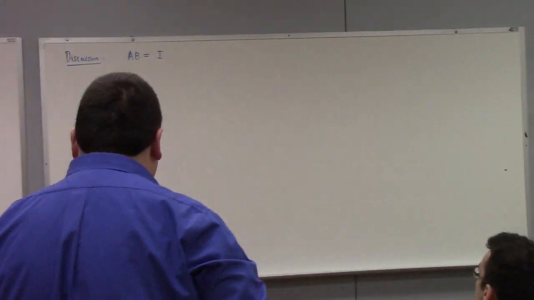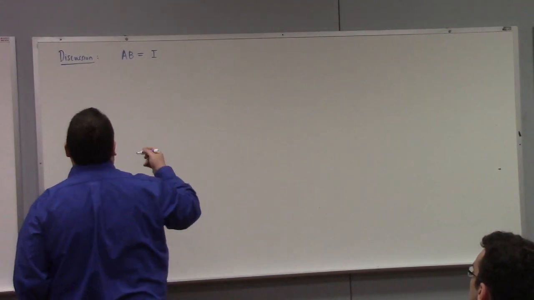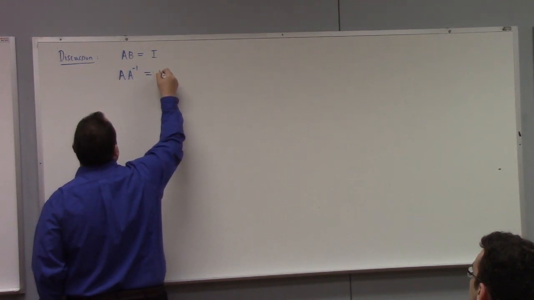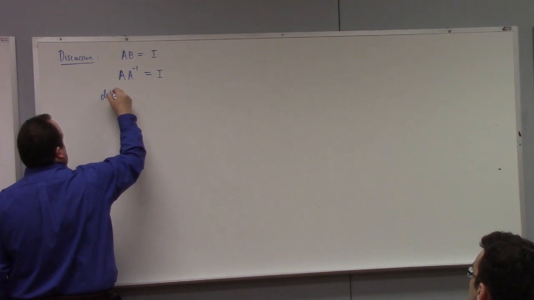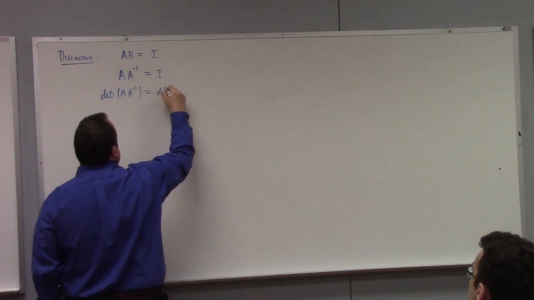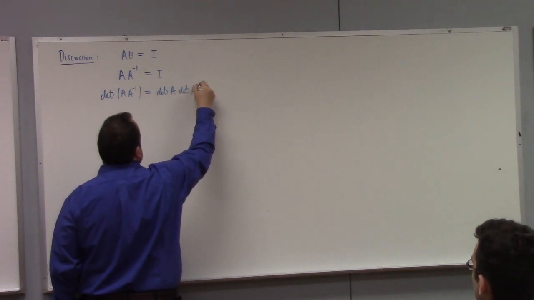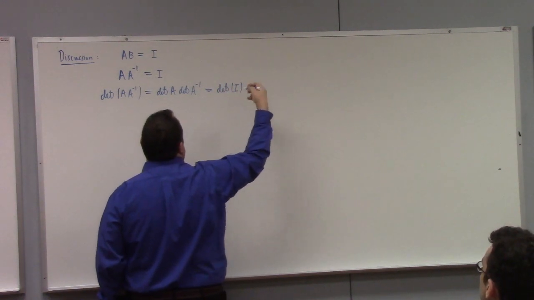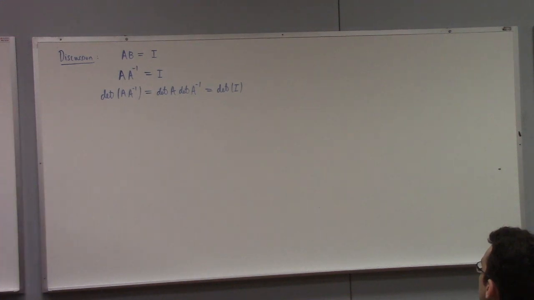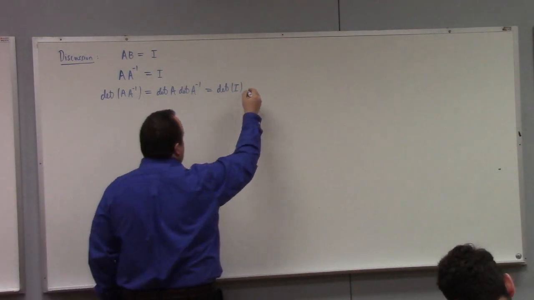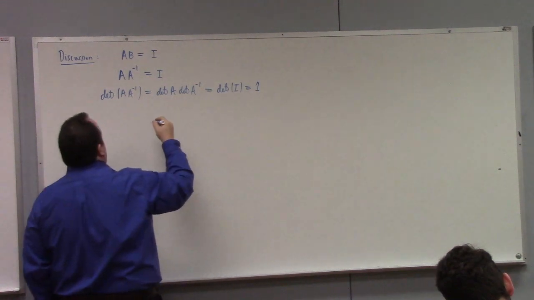So let me just say A times A inverse for the sake of specificity here. Take the determinant of this. What do we get? The determinant of AA inverse is equal to the determinant of A times the determinant of A inverse, which is the determinant of the identity matrix. But well, the identity matrix is a diagonal matrix where all of the diagonal entries are 1. So what's the product of 1 times 1 times 1 times 1 times 1? 1, right? I can do that one even at 8:15.